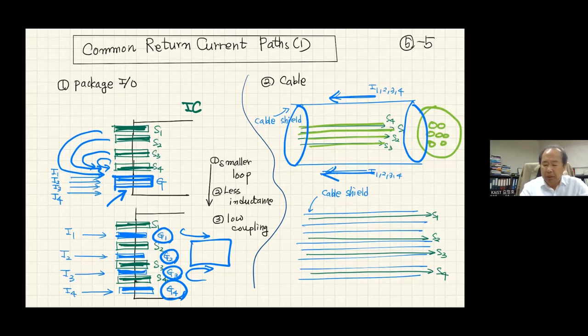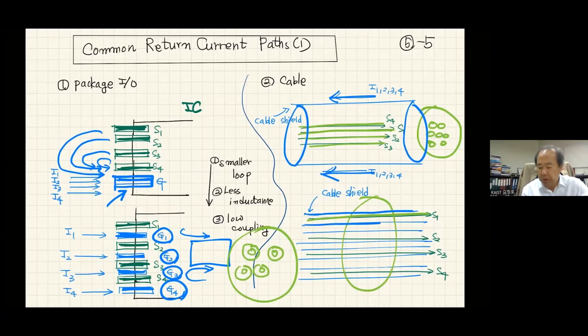Another possible cable design is that, let's assume this is the cable shield, and you have signal wires, and you have a shield for each wire. So inside the cable, you have signals, and for each signal wire, you have a shield. Because the shield's return current path for each wire is separated, we can isolate the return current path, and coupling and crosstalk will be minimal.